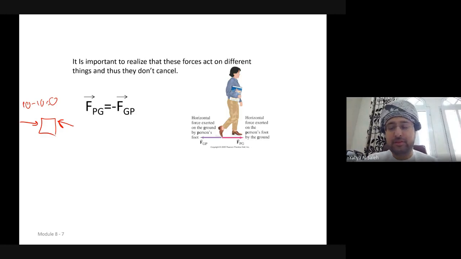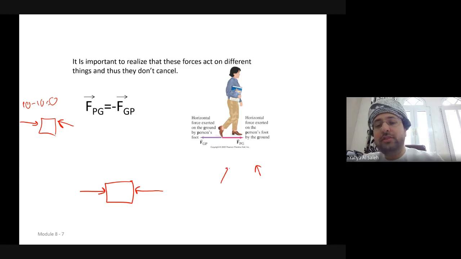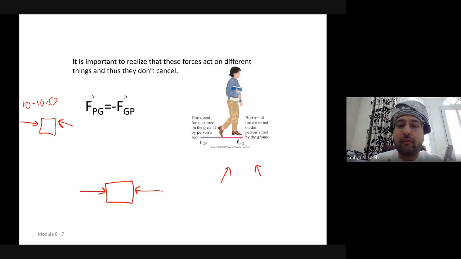The very key difference here is that in the box example, the forces were being done on a single object. But here, the forces are on two different objects. FPG is the force exerted on the foot or on the person by the ground. So the force is on the foot. FGP is the force exerted on the ground by the person.